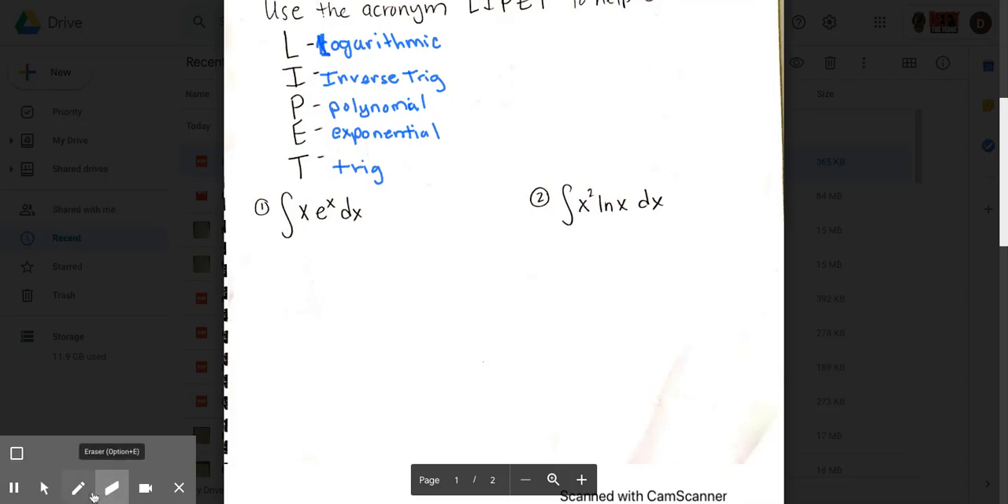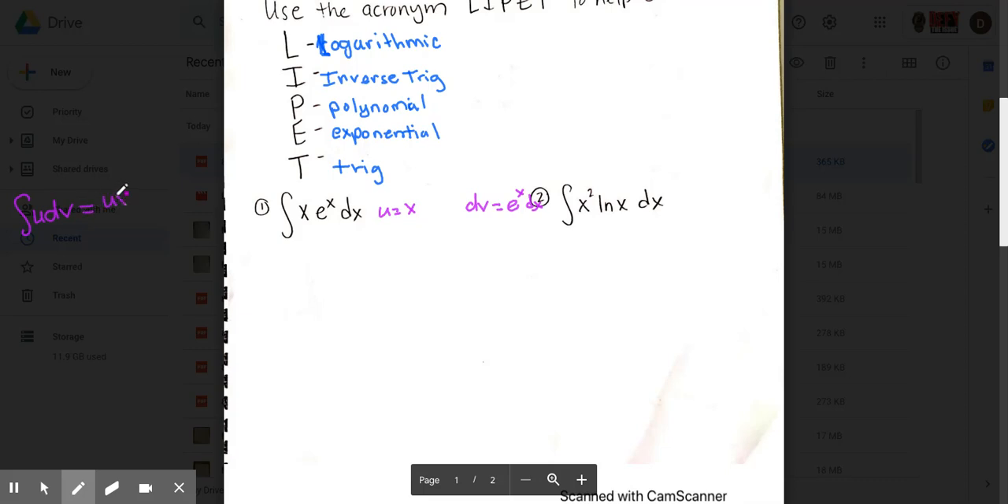You're gonna have to pick your u first, and your u is based on the acronym LIPIT. So is there any logs in here? No. Is there any inverse trig in here? No. Is there a polynomial in here? Yes. The x to the first is a polynomial. So you make u x. That means dv would be the rest of it. So it would be e to the x dx. Because remember, when we realize it's integration by parts, we're integrating u dv. So we have to state what our u is, and we have to state what our dv is.